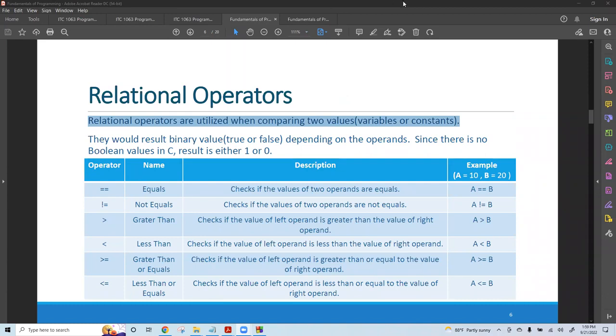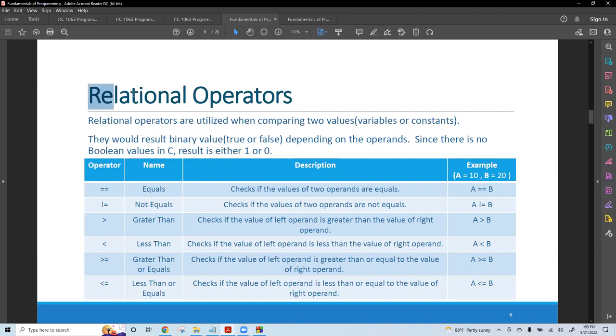So now I can understand. Previously, I said these operators are binary. Then I asked why they are called binary. Some of you answered like true or false, one or zero, right? Yes, I can understand you were trying to explain this. Now you are correct. So the output of relational operators are always true or false.